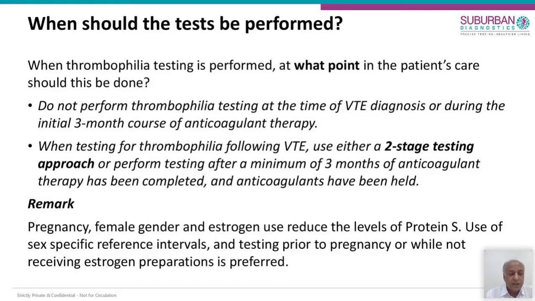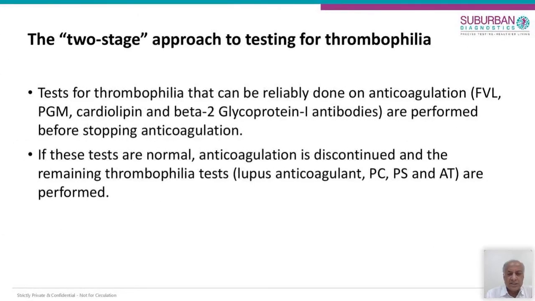And if at all you have to do, you can follow the 2-stage testing which I just now mentioned, which is I think given in the next slide: tests such as factor V Leiden, prothrombin gene mutation, cardiolipin, and beta-2 glycoprotein 1 antibodies, because these are not influenced by abnormalities of coagulation, which happens in patients who are taking warfarin. Of course, the tests which are dependent on clotting or clotting-based assays, you cannot do in patients who have had anticoagulation. So they will have to be deferred till you stop anticoagulation for 3 months at least. And that is the recommendation, which again, as I said, is impractical.